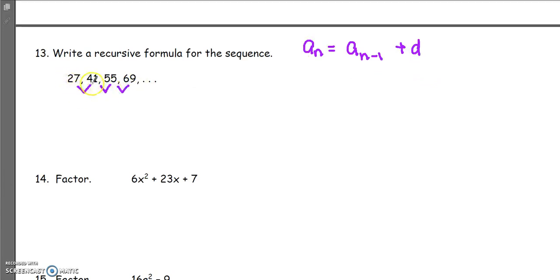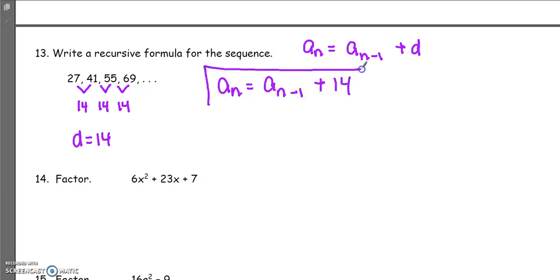So to go from 27 to 41, I increased by 14. Make sure that stays the same. 41 to 55, I increased by 14. And 55 to 69, I still increased by 14. So my common difference is 14. So I'm just going to write a sub n equals a sub n minus 1 plus 14. And this would be my recursive formula for this particular sequence.